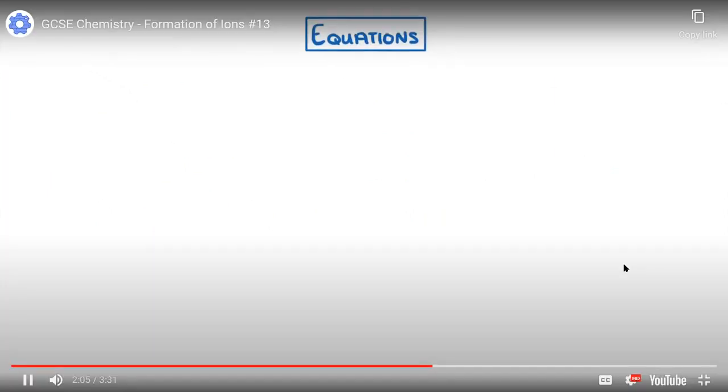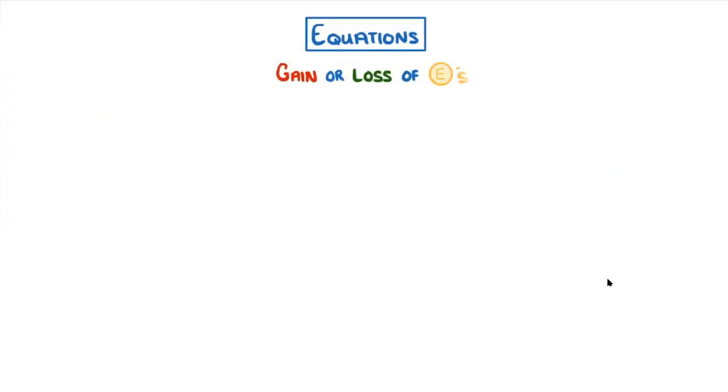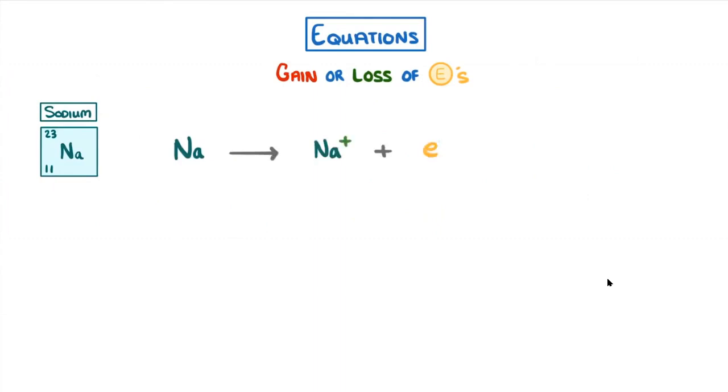Just like we can write chemical equations between different atoms, we can also write equations to show the gain or loss of electrons. For example, in the case of sodium, we could write that a sodium atom goes to form a sodium ion plus an electron. Or let's say we were looking at chlorine. We could write that chlorine plus an electron forms a 1- chloride ion. So as you can see, if the atom is becoming a positive ion and losing electrons, then we place the electron on the right of the reaction. While if the atom is gaining electrons, we place the electron on the left to show that it's combining with the atom.